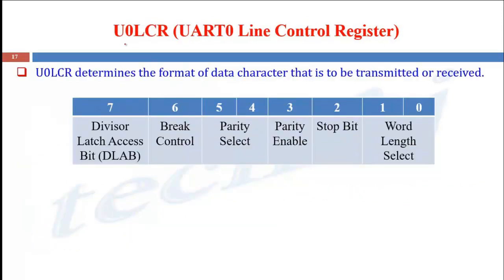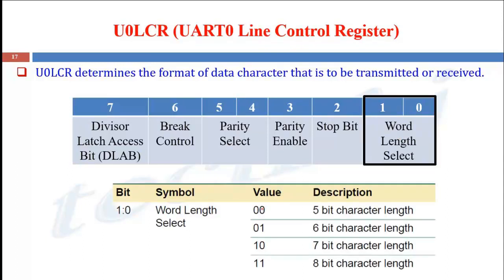Next register is U0LCR, that is the UART0 line control register. This is an 8-bit register. The lower 2 bits are the word length select. When these 2 bits are 0, 0, the 5-bit character length has been selected. When it is 0, 1, 6-bit character length has been selected. For 1, 0, 7-bit character length, and for 1, 1, 8-bit character length has been selected. When we write the program, we'll select 8-bit character length by setting these 2 bits as 1, 1.